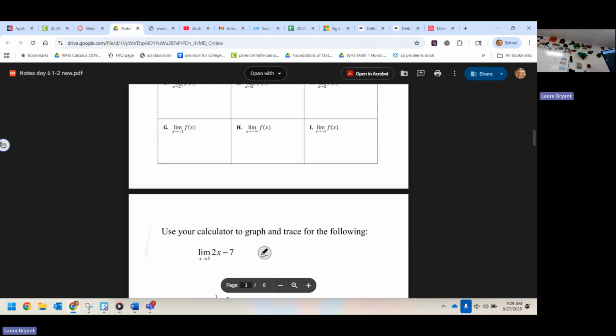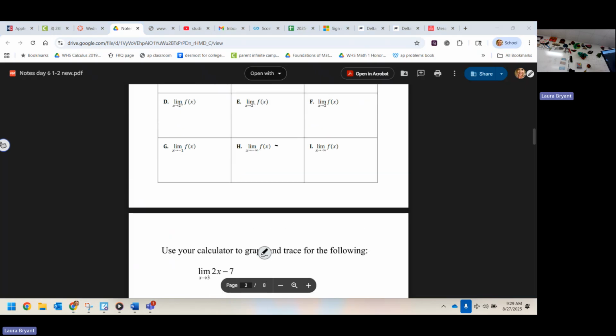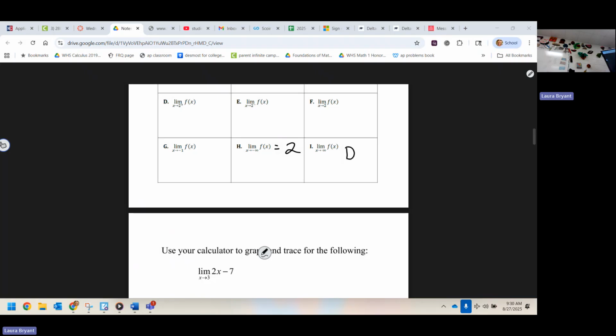So the way I want you to write these answers, this one was 2. This one is infinity, and it's an overall limit. So we have to put does not exist because it's infinity. If you're doing an overall limit, your answer should be a number. Otherwise, it doesn't exist. You can't have an infinity as an overall limit, just a one-sided limit.